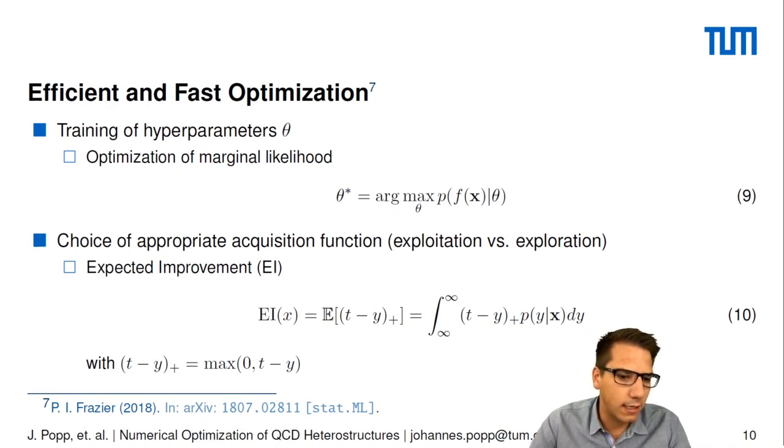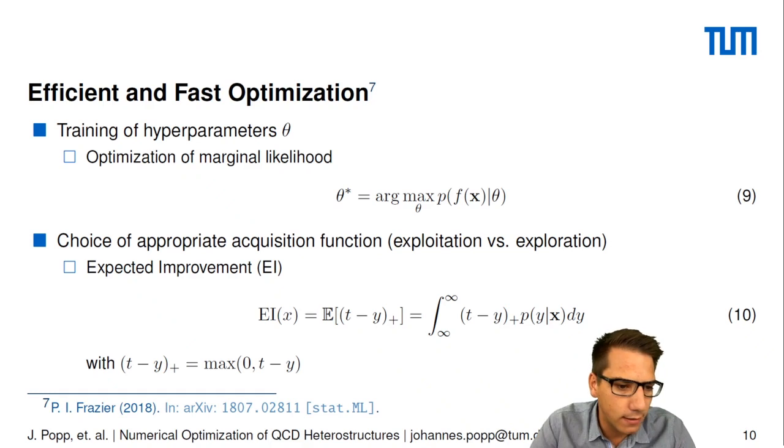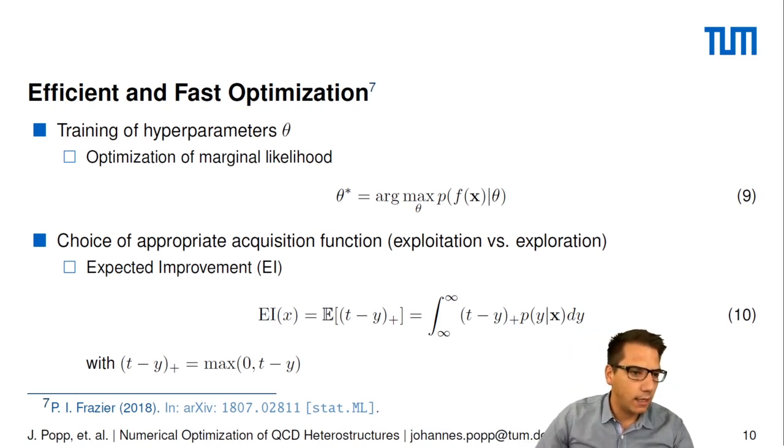So this is given in equation 10. T is here the target, and y is the function value. And p(y|x) is the marginal likelihood of our objective function at the input points x.